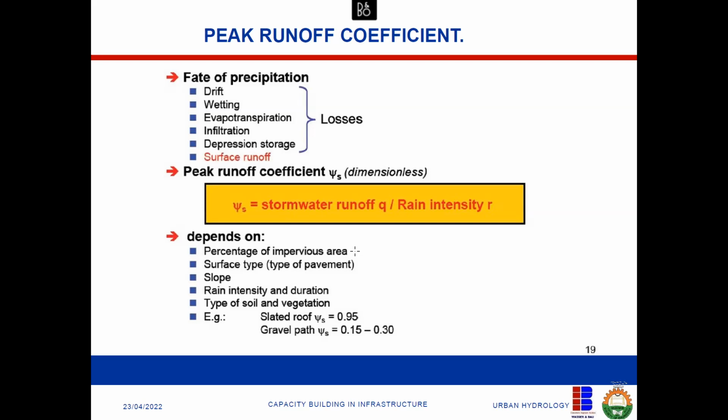I've used three words: impervious, impermeable, and paved. It also depends on the surface type, in other words, the type of pavement. Then it also depends on the slope. The more slope, the more runoff. That's common sense, right? The more sloping an area is, the more the runoff will increase.